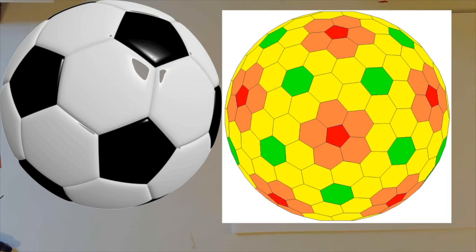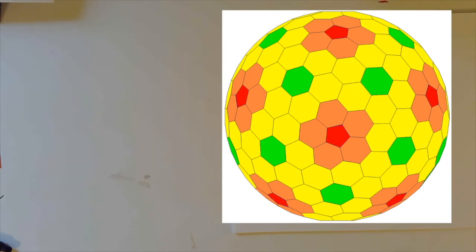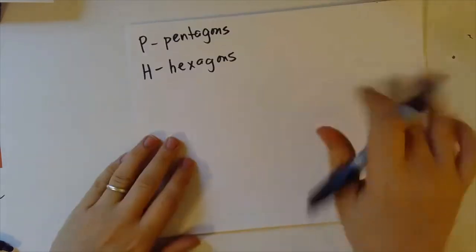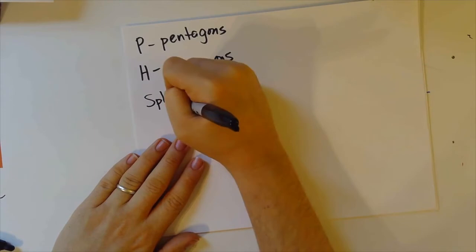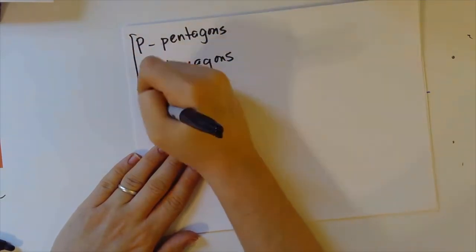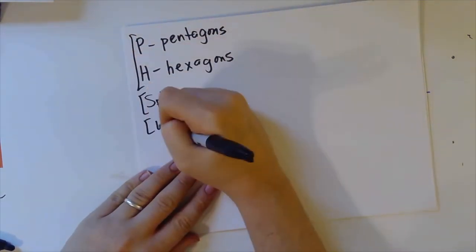So let me write that down after I put these away. Okay. So what does it mean? We want a sphere, pentagons, and hexagons. Every vertex has degree 3.